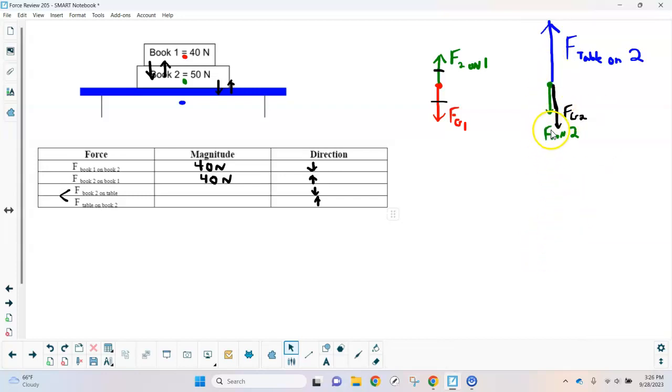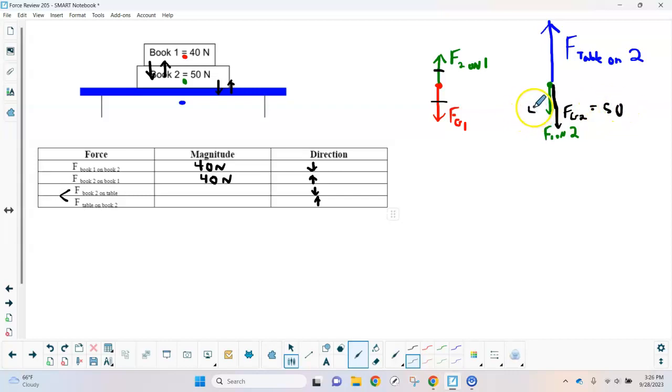And we have 2 things trying to act downward on book 2. We have its own weight or gravity, and we also have book 1 pushing down on book 2. The table is what's underneath the book, and that's pushing up. And that's canceling out both of those forces down. So if you look at them, it already tells you the weight of 2. So that's 50.